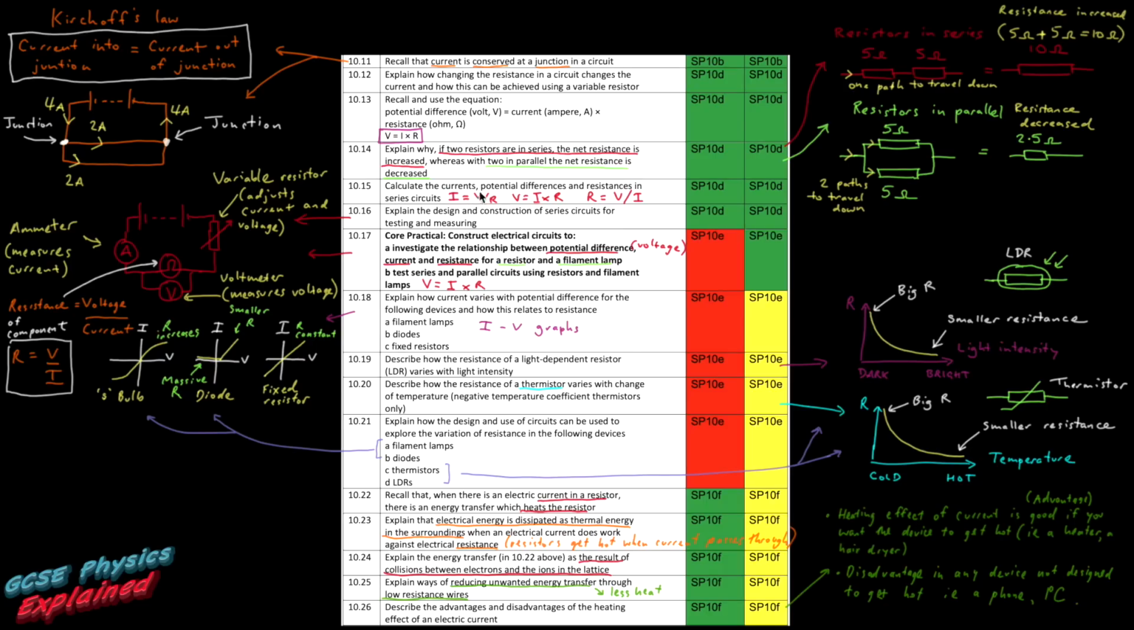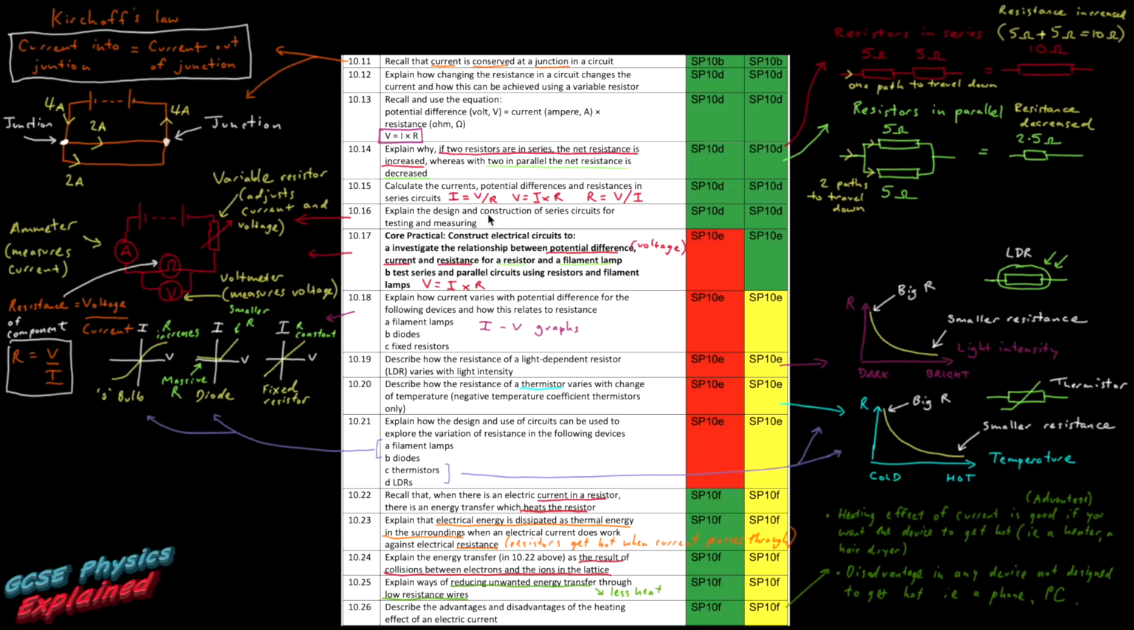10.15. Calculate the currents, potential differences. So remember that's just voltage and resistances in series circuits. So they might ask you to work out the current, in which case do voltage over resistance. If they ask you to work out the voltage, do the current times by the resistance. And if you've got to work out the resistance, just do voltage divided by current. And they will, of course, give you most of the numbers, and you've got to work out the final number.